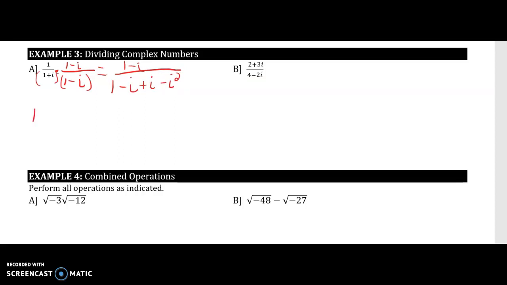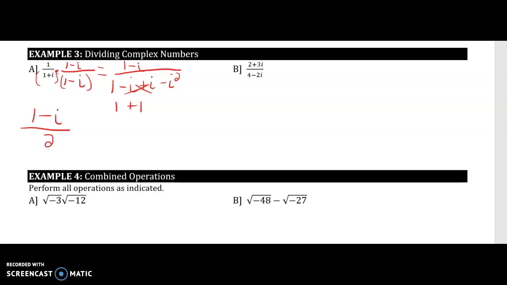So on the top, we're still going to have 1 minus i. What happens to the i's on the bottom? They go away. Well, what's negative i squared? So these go away. And then this is going to be 1 plus 1, because this is negative i squared. So it's negative negative 1, the opposite of negative 1. So then you just have a 2 on the bottom.